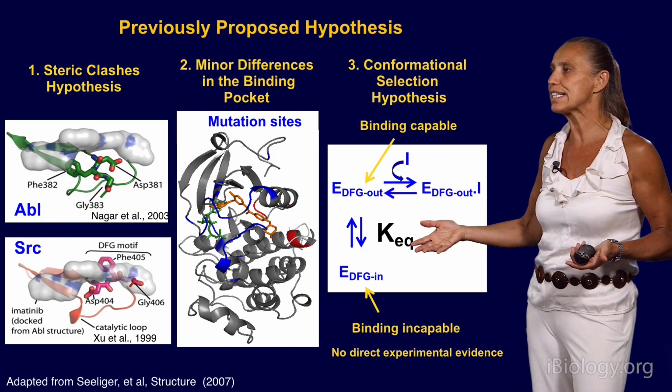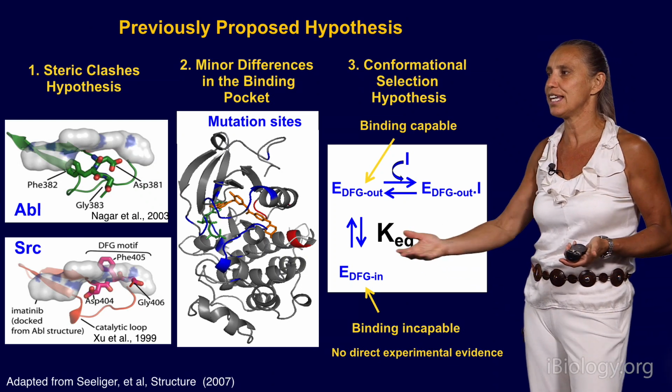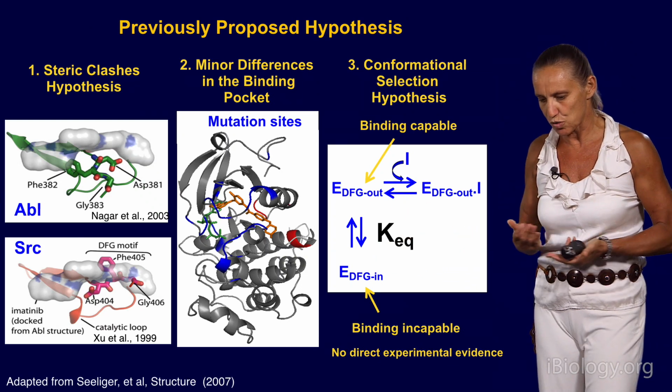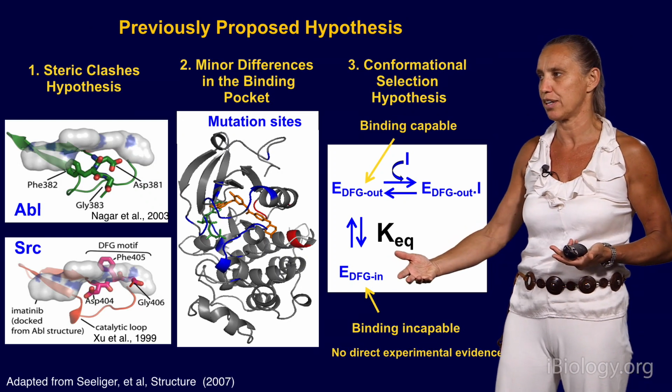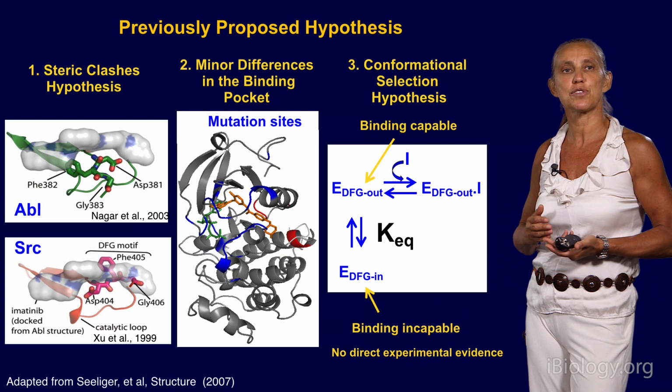So I very much liked this hypothesis because it's really a conformational selection hypothesis. And that's the one on which the drug industry has based all its rational drug design. The issue was that there was never direct experimental evidence for this model.